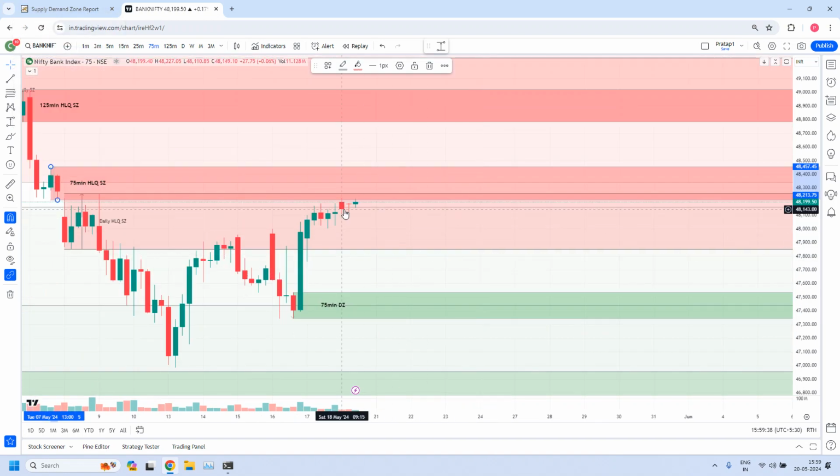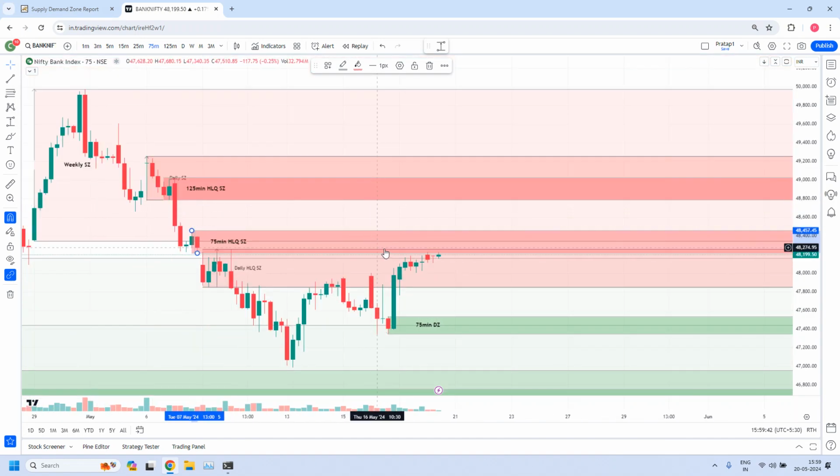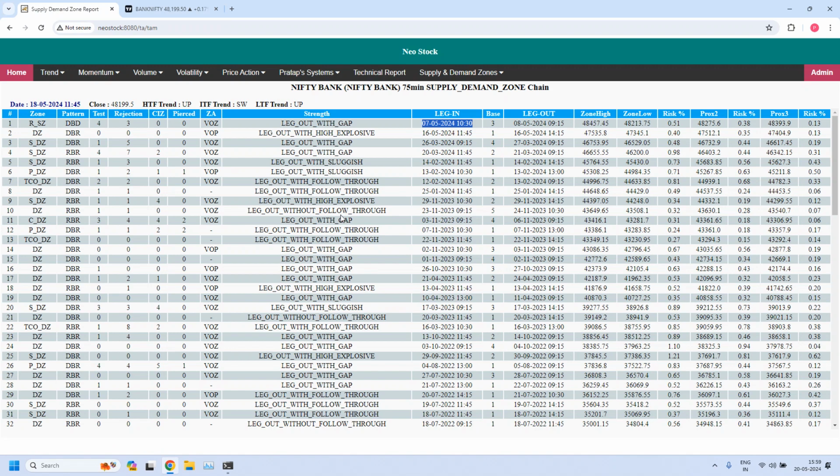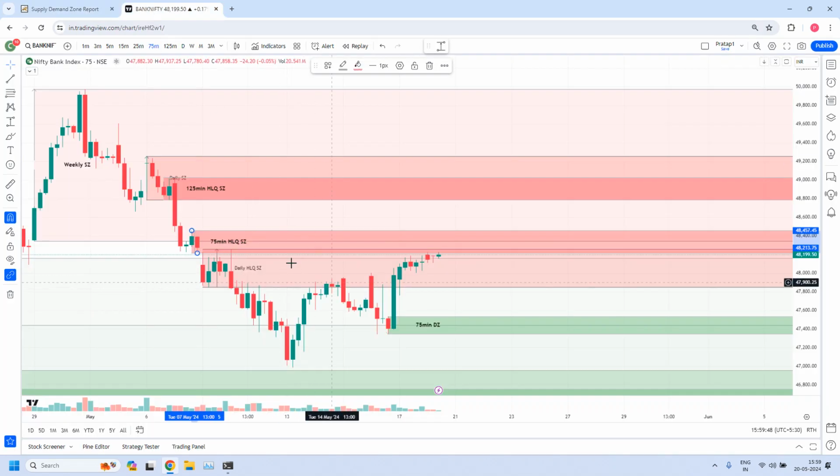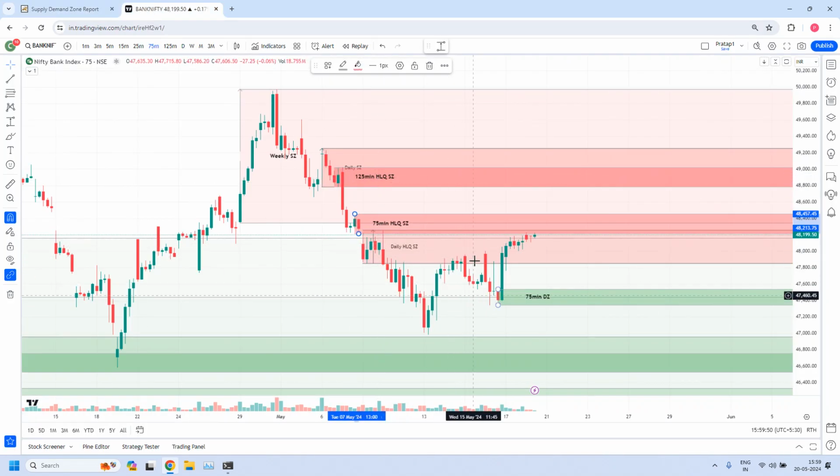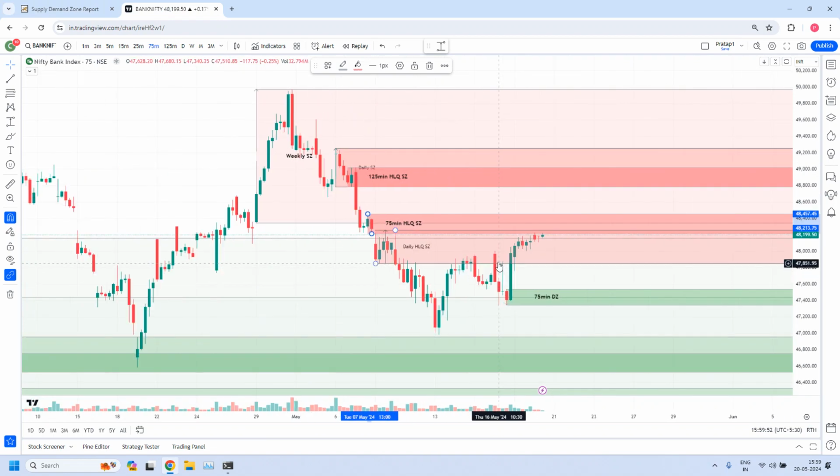Already it is tested on last Saturday's special trading session. Okay, these are the 75 minutes high liquidity zones. So we have a 75 minutes demand zone here. Here we have a 75 minutes high liquidity supply zone.